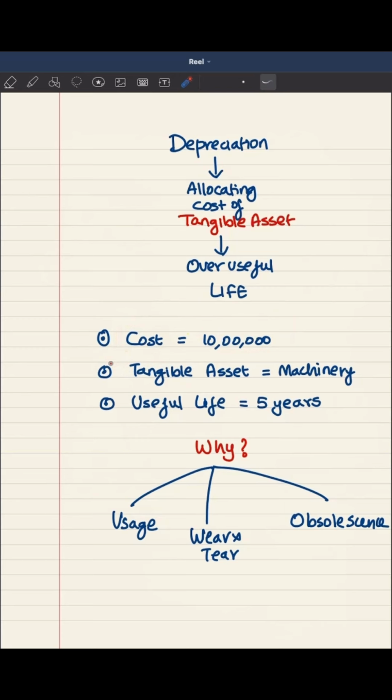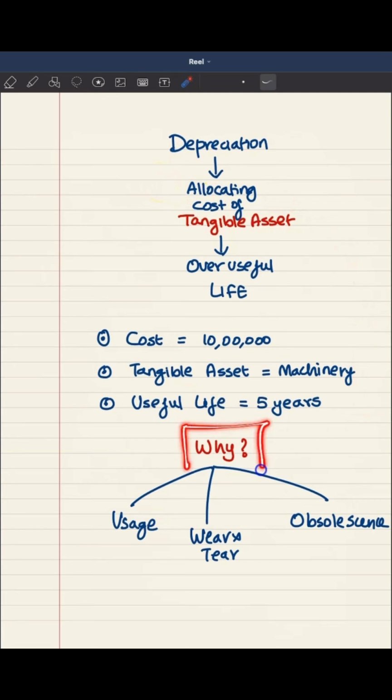And what asset is this? It is a tangible asset, because I used the example of machinery. It's a tangible asset which you can touch and feel. And what is the useful life? Useful life is 5 years, which is based on the best estimate made by the management. And in this period, the cost is allocated in the name of depreciation.